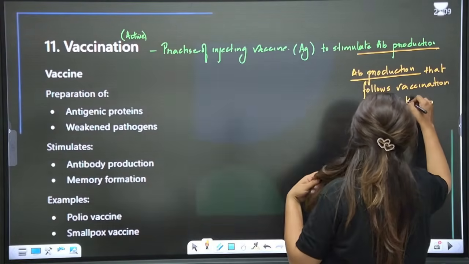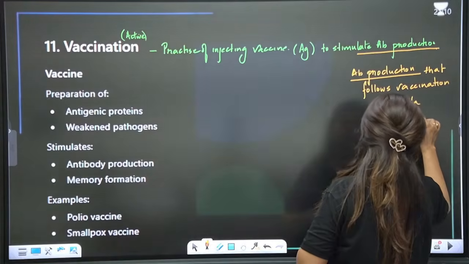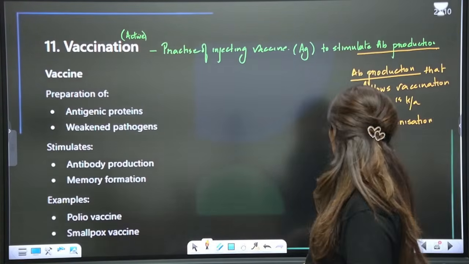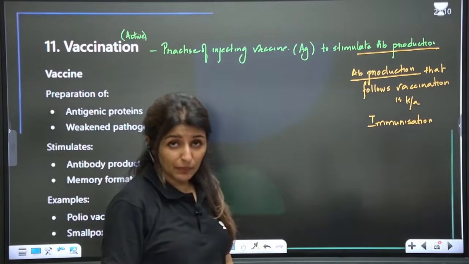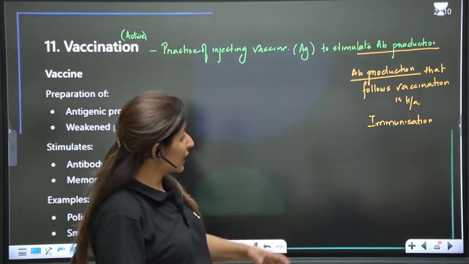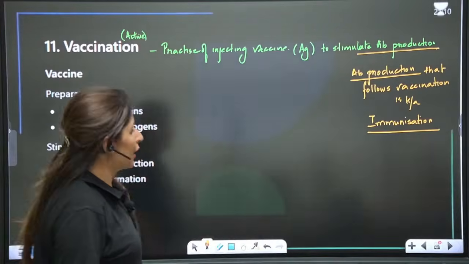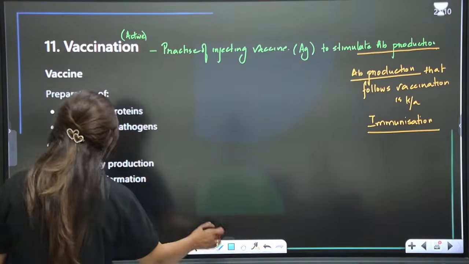is known as immunization. So do you understand the difference between the two? First is injecting the antigen, that is vaccination, and then what will happen inside, that is antibody will develop and immunity will develop, that is called immunization. So there are these two terms given in NCERT. I hope you are clear about it. Is that clear?